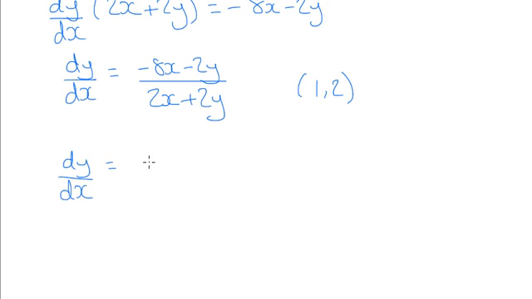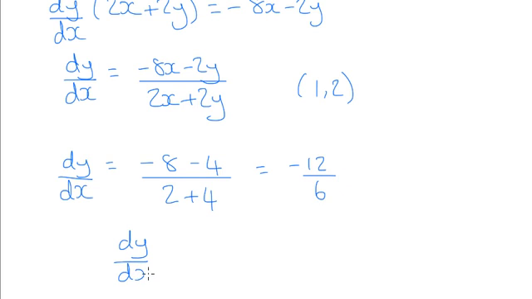So we are going to get minus 8 minus 4 over 2 plus 4, which is minus 12 over 6. So dy by dx comes out at negative 2.